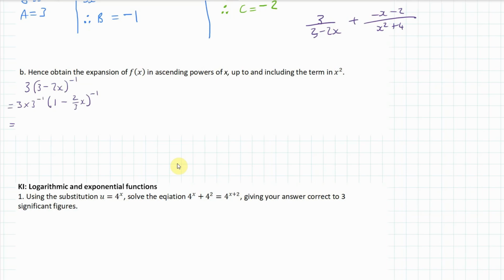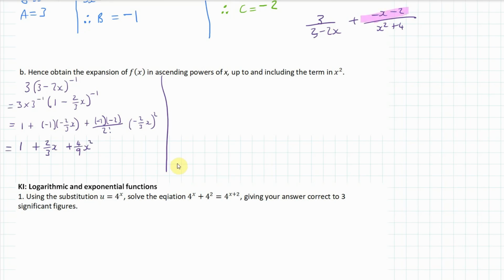All right, so we're going to get 1 plus negative 1 into negative 2 over 3 x, plus negative 1 times negative 2 all over 2 factorial into negative 2 thirds x squared. Okay, so that's that one done. And what does this give us? It gives us 1 plus 2/3 x plus 4/9 x squared. Okay, so that's that one.